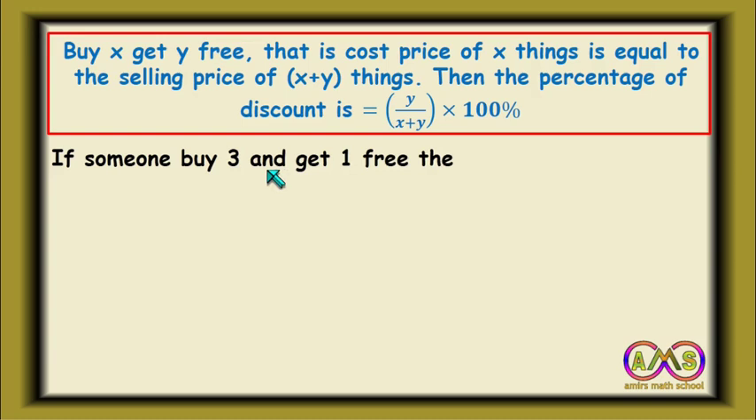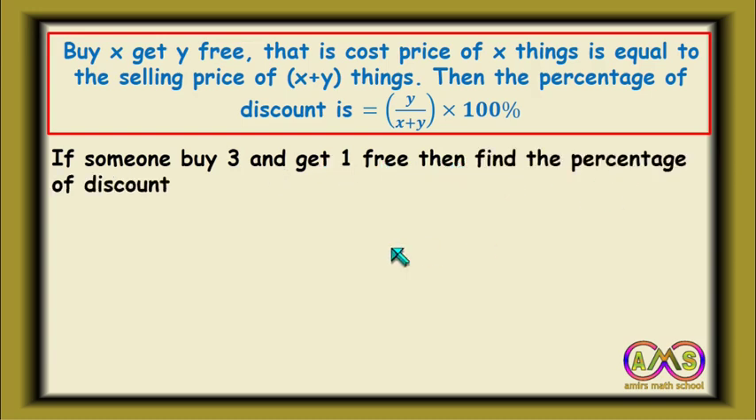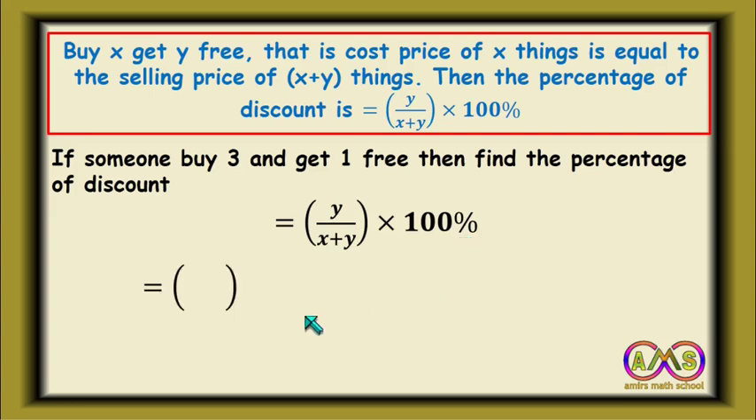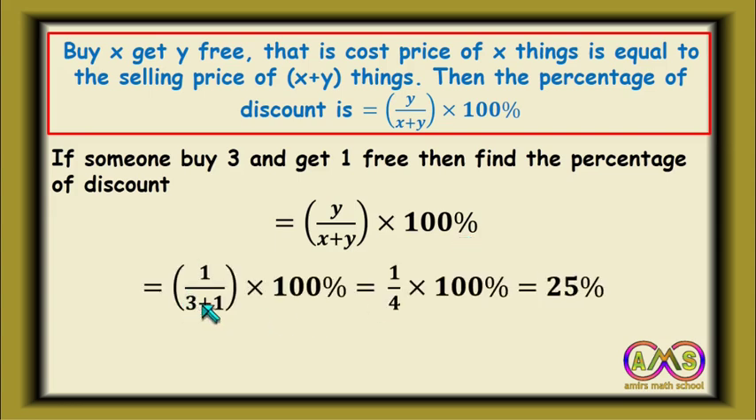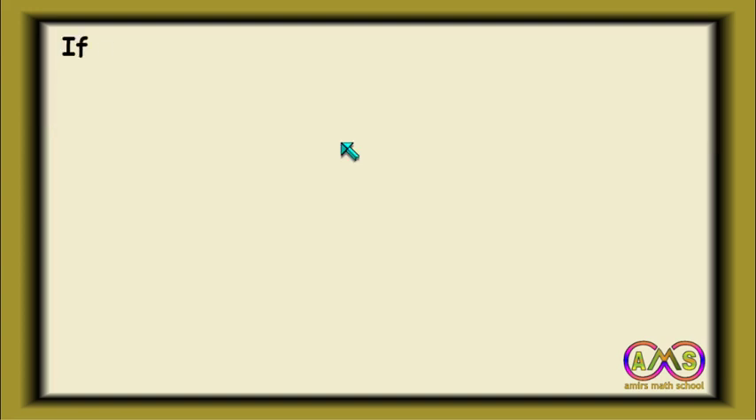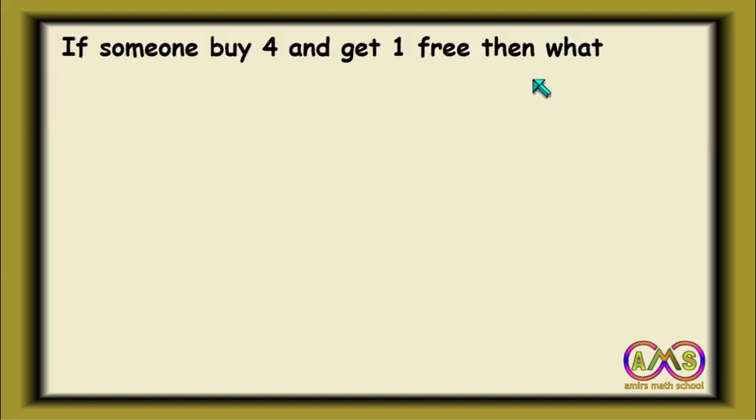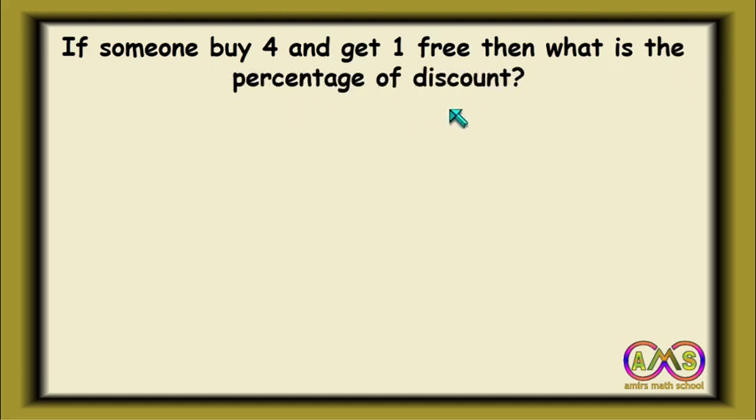If someone buys 3 and gets 1 free, then find the percentage of discount. That is Y divided by X plus Y times 100%, which is equal to 1 divided by 3 plus 1. In this case the value of Y is 1 and the value of X is 3. 1 divided by 3 plus 1 times 100%, which is 1 by 4 times 100, that is 25%. Now, if someone buys 4 and gets 1 free, then what is the percentage of discount? We can find it using the formula.